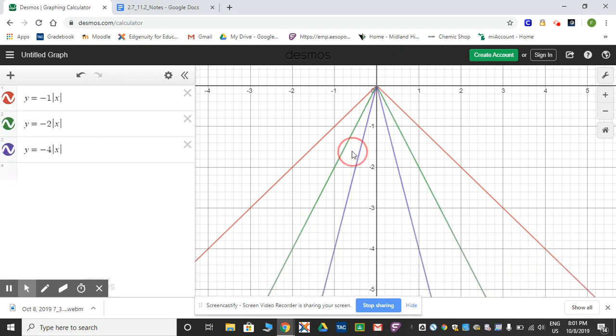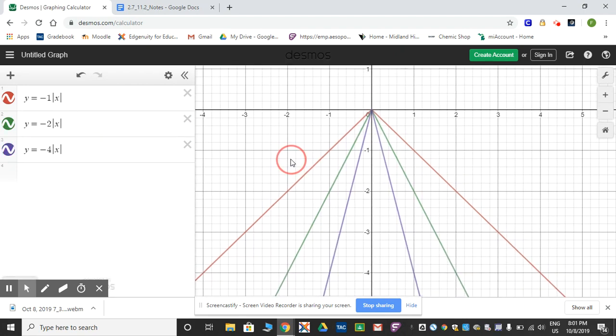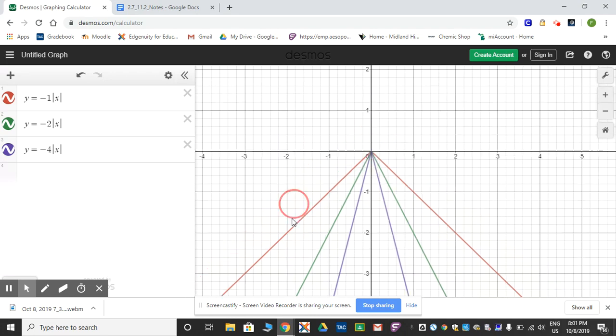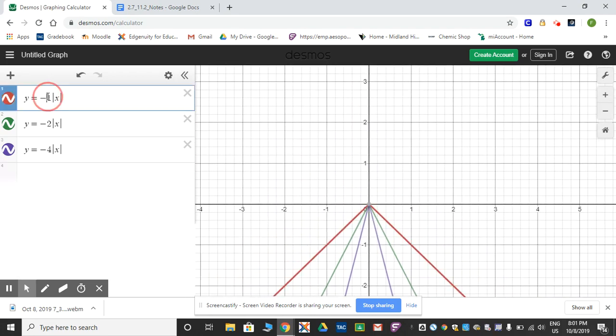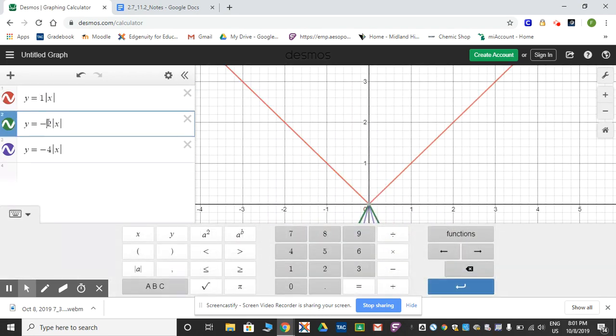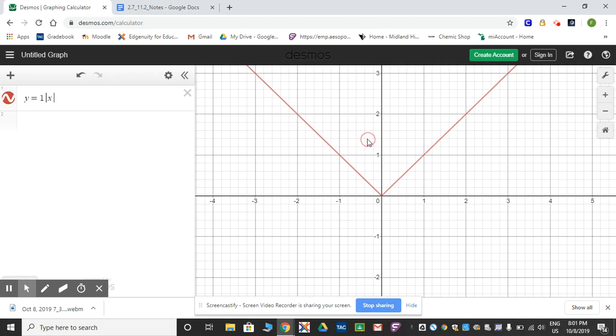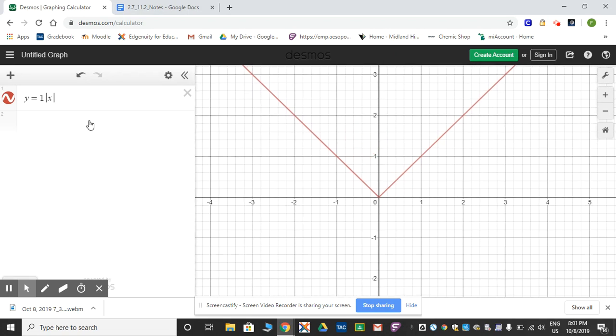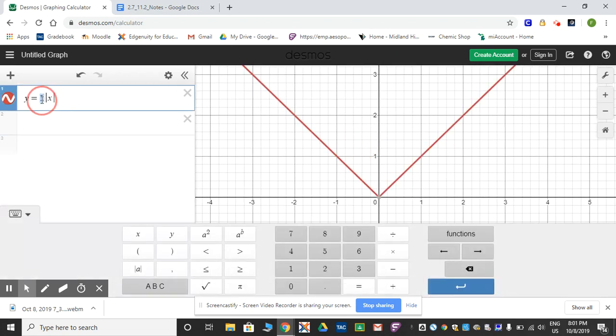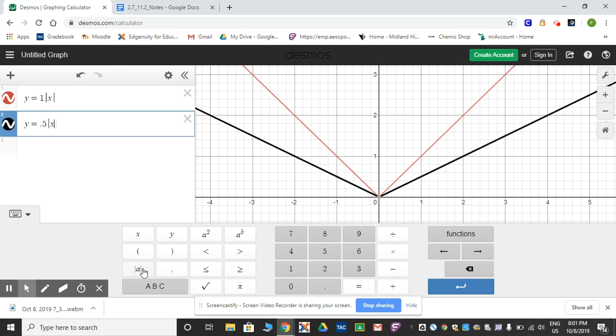The last thing we want to look at is when we get wider, okay? So I'm going to go back to my positive ones. Actually, let's cancel these out. So there's my parent function. Now I want to see my graph get wider. So my a value, that number out front, has to be, the absolute value has to be less than 1. So I have y equals, let's go 0.5 times absolute value x.